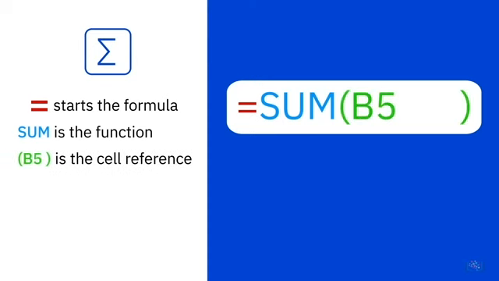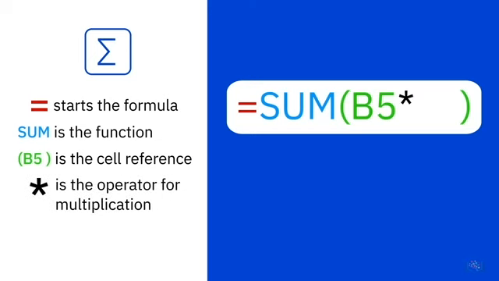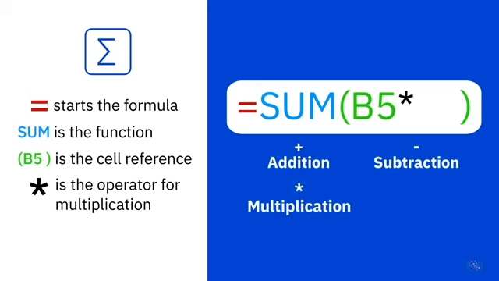Then comes the reference, which is the cell or range of cells you want to include in your calculation, and these need to be enclosed in parentheses. You also have operators, which specify what type of calculation to perform. Common arithmetic operators include addition, subtraction, multiplication, and division, and these are represented by symbols: the plus symbol for addition, the minus symbol for subtraction, the asterisk for multiplication, and the forward slash for division.